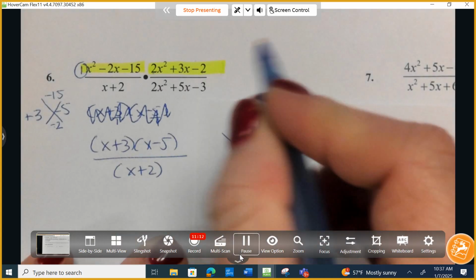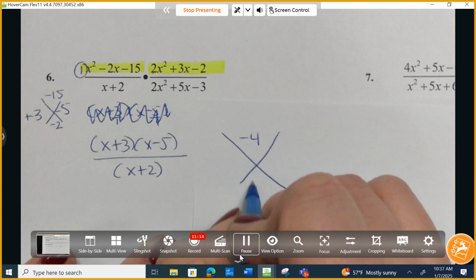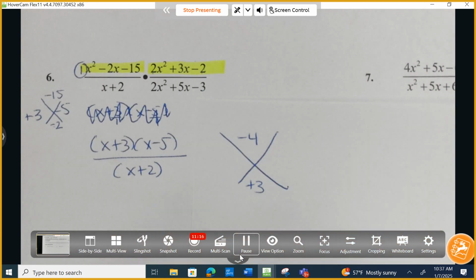2 times negative 2 is negative 4. What multiplies to equal negative 4 and combines to give you positive 3? This tells me if you're listening. Turn to your partner. Most of you have partners of 2. Some of you have 3. What two numbers? Turn to your partner, not to me.